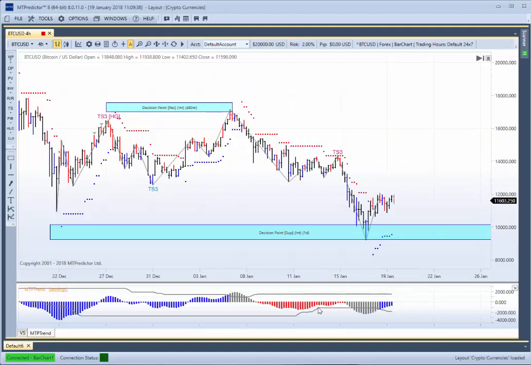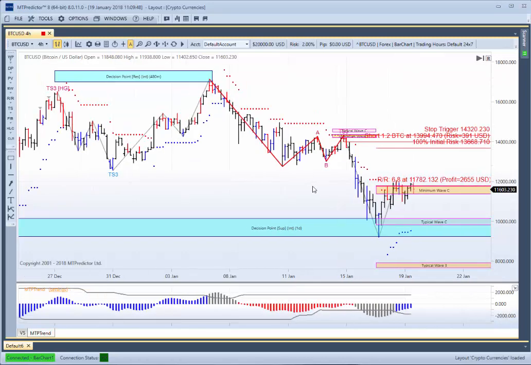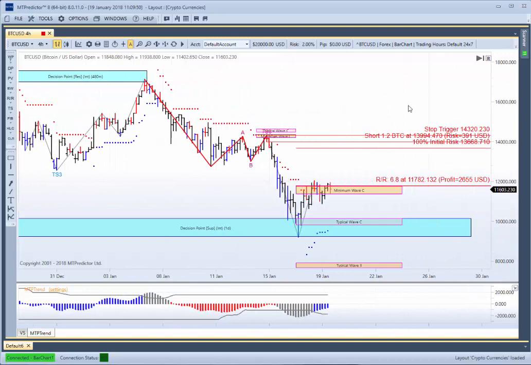You can see our MTP trend turned red, and then came down, and we actually got a TS3 sell setup up here. Let's right mouse click over this red sell bar, do the analysis, and here you can see how the position sizing is working, because now for this initial risk, because the entry and stop levels are closer, it was telling you that you could short 1.2 Bitcoin for less than your $400 or 2% initial risk. Remember, you can change the account size as well.